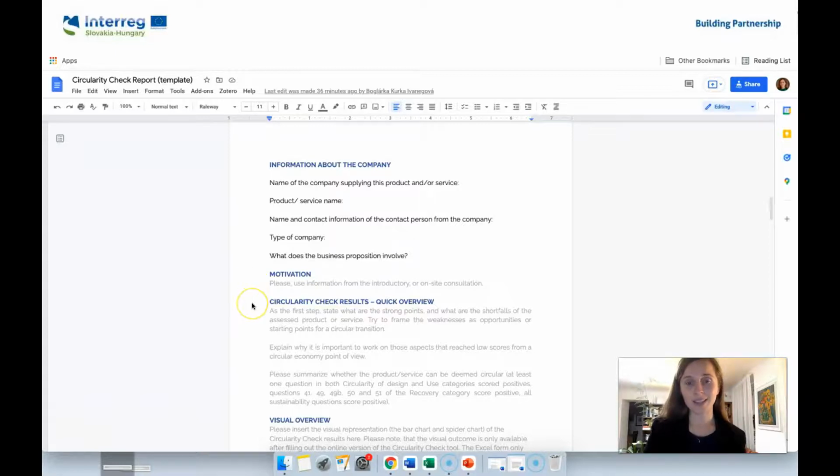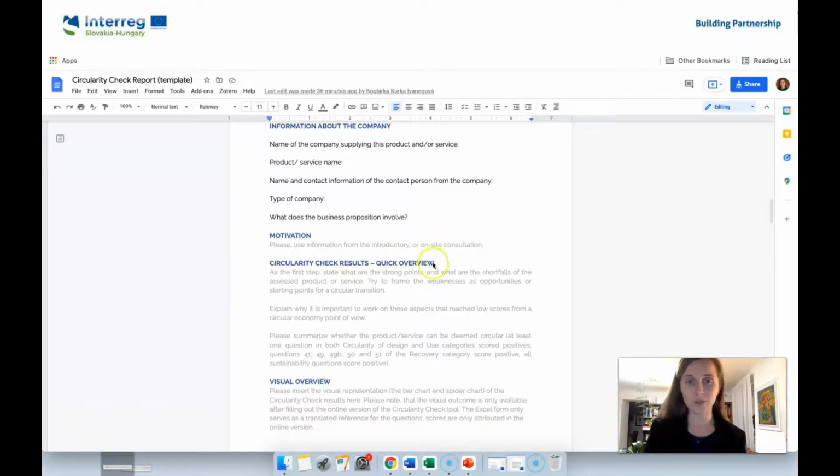The following part serves as a quick overview of the results of the circularity check. First, state what are the strong points and the shortfalls of the assessed product and the service. But remember to try to assess the weaknesses not necessarily as negative points, but rather frame them as opportunities or entry points to do something better. So give a constructive overview of these results. Explain why it is important to work on those aspects that reached low scores.